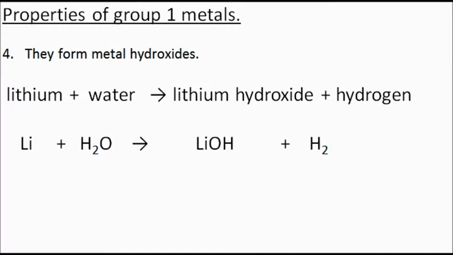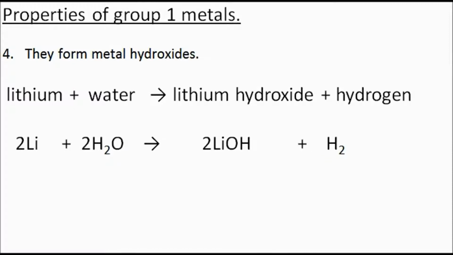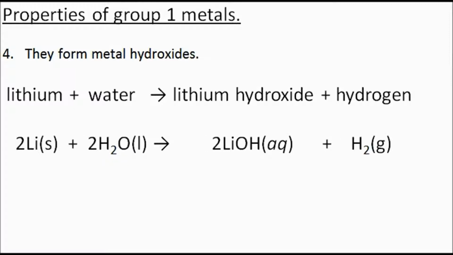So the balanced equation is 2 lithium atoms with 2 molecules of water gives you 2 molecules of lithium hydroxide and 1 molecule of hydrogen. So all we need to do now to complete this is to add the state symbols. So there we are. S is solid, L is liquid, G is gas, and AQ is aqueous solution, which means dissolved in water.